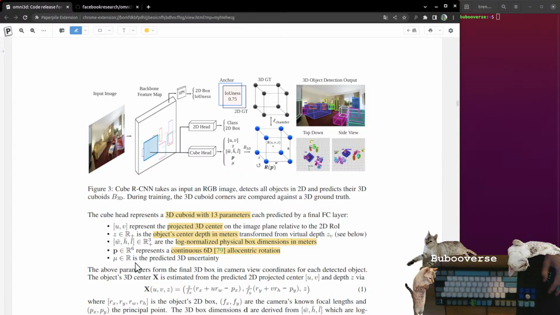And then finally, they actually directly predict the 3D uncertainty. I think this is good. I think outputting an uncertainty, you see that in 2D object detection models, where not only do you predict a bounding box, but then you also have a confidence around that.